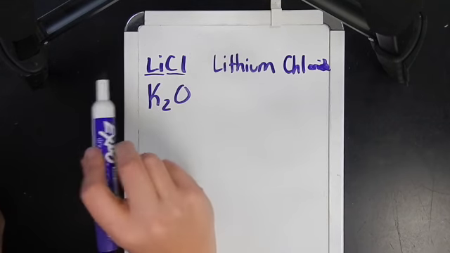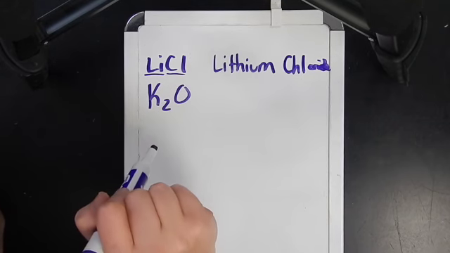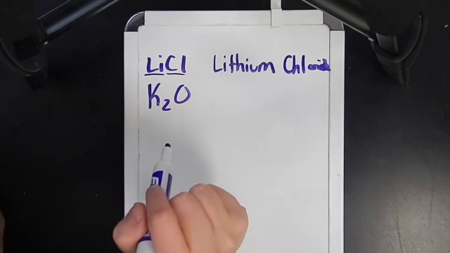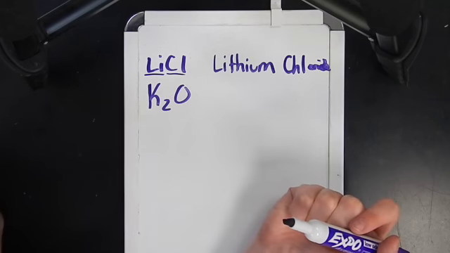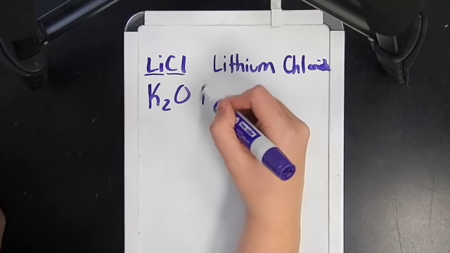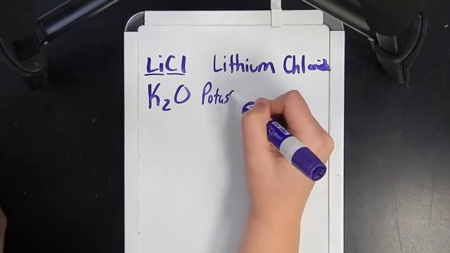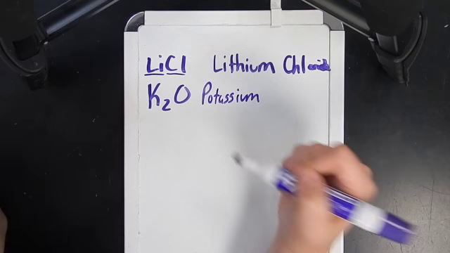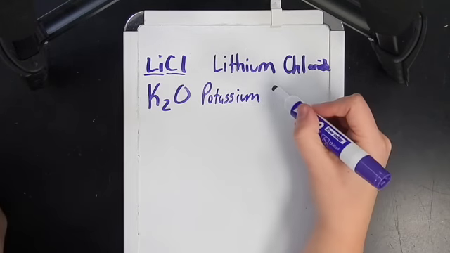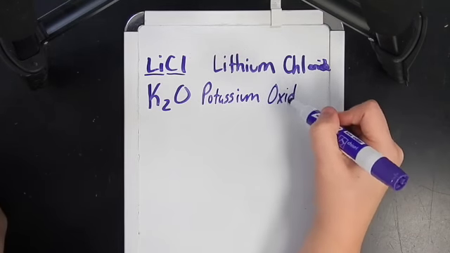So the first element, you just write the element out. The second one, it's the element, it just ends in IDE. So for example, K2O. K we know is potassium, so you would just write down potassium. And then O is oxygen, but it needs to end in IDE, so it would be potassium oxide.